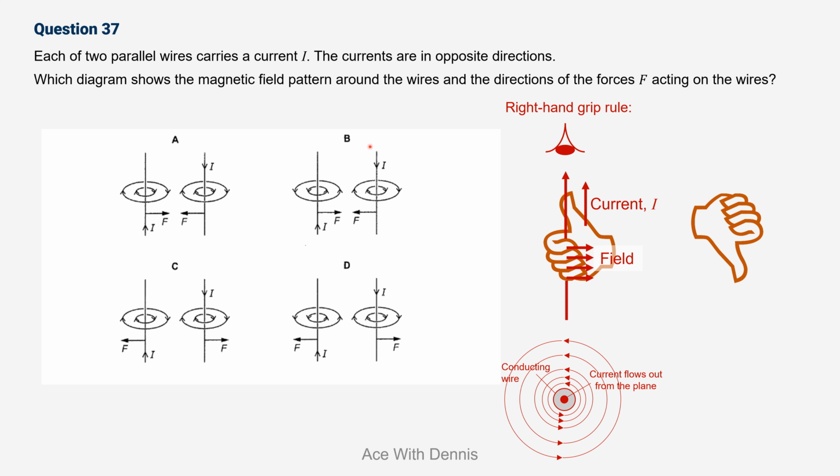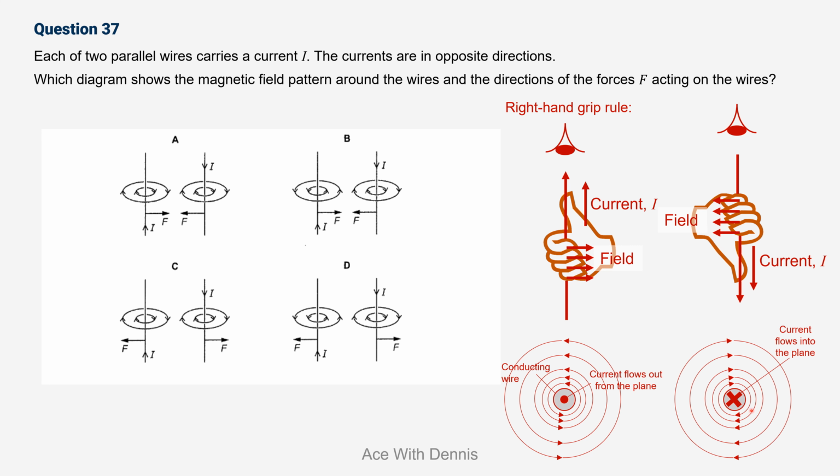Next, we go to the second piece of wire where the current is flowing downwards. So our thumb will point downwards, which shows the current is flowing downwards. The remaining fingers will show the field. And if you observe from the top here, we can see that in this conducting wire, the current flows into the plane and the field is in the clockwise direction.